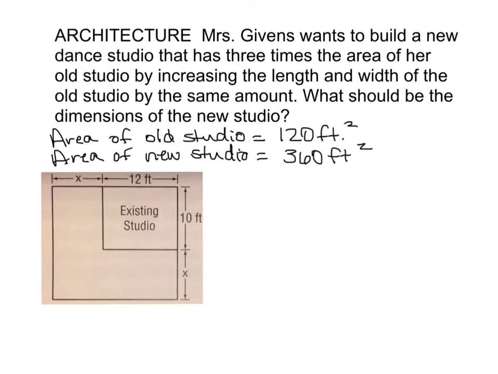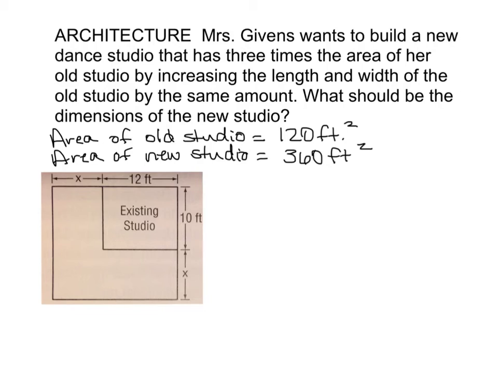Okay, students, back to our problem now. Mrs. Gibbons wants to build a new dance studio that has 3 times the area of her old studio by increasing the length and the width of the old studio by the same amount. What should be the dimensions of the new studio? So we have our area of the old studio was 120 feet. The area of the new studio is 360 feet. So what we're going to be doing here is solving an equation to figure out the dimensions of the new studio.